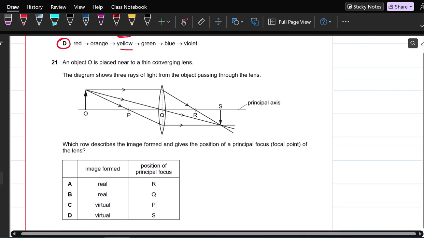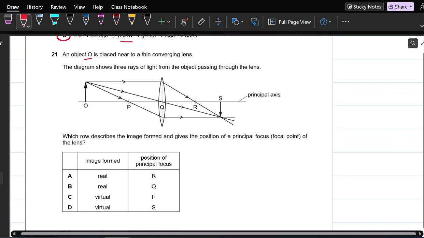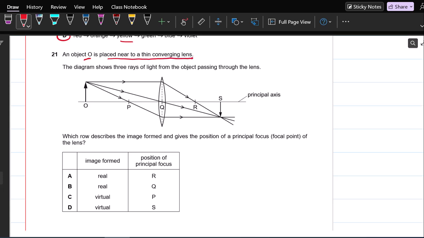Question 21. An object O is placed near to a thin converging lens. The diagram shows three rays of light from the object passing through the lens. One ray is this, second, and third. Which row describes the image formed and gives the position of principal focus? Principal focus is also known as focal point from where light ray converges. So, dear students, this R is focal point, or you can say principal focus, and image formed is this one.